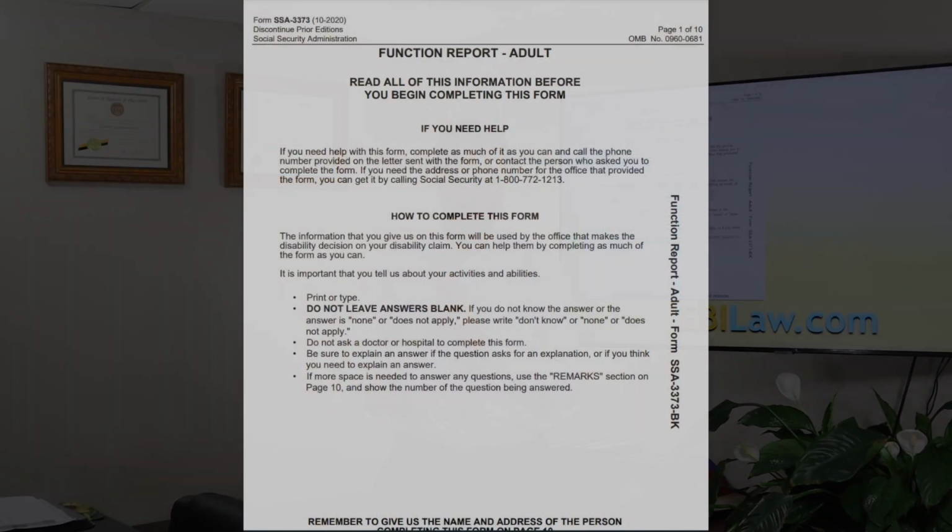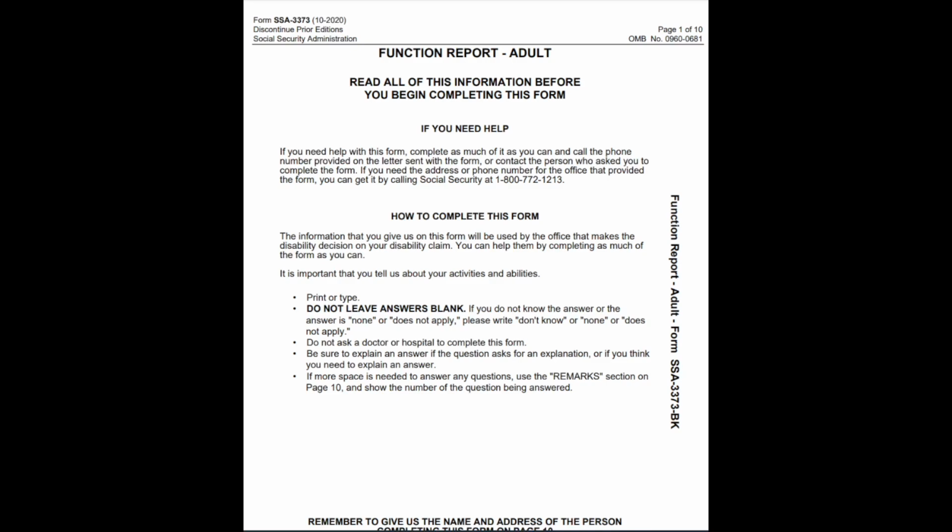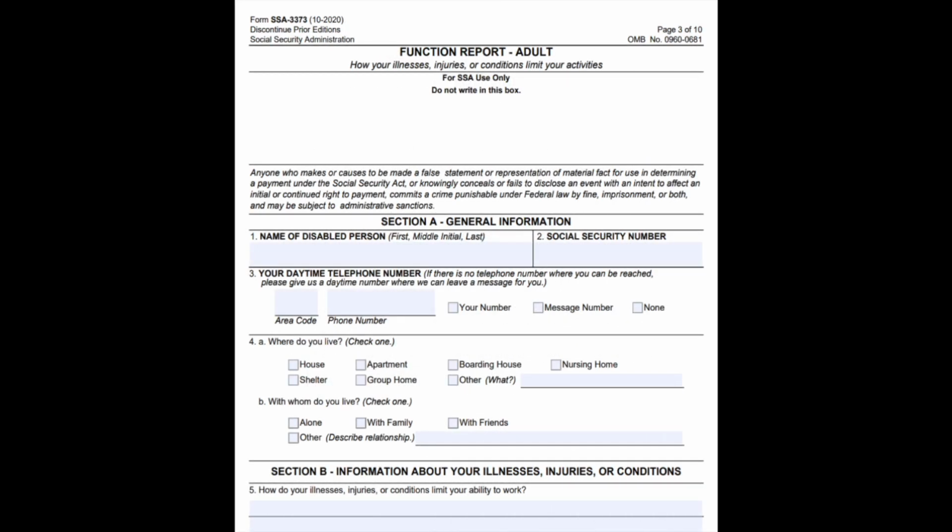So, what is the Function Report Adult? Well, it's a form that talks about your illnesses, injuries, or conditions, as you can see down below. And the reason why it's so important is because Social Security is trying to learn about your activities of daily living, what your life is like, and transfer that into an imaginary working environment, to see if you really can't work like you say you can't on the Social Security disability application.